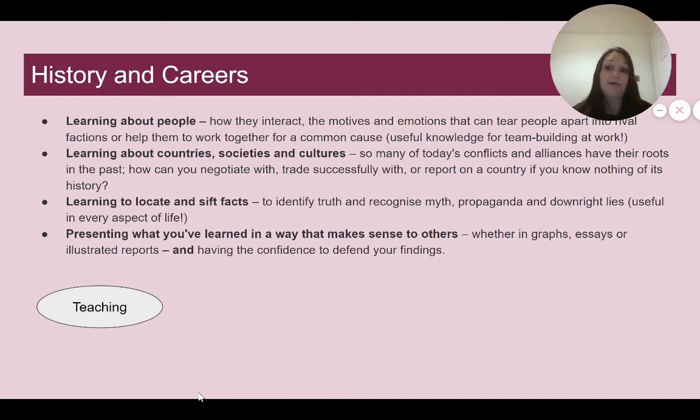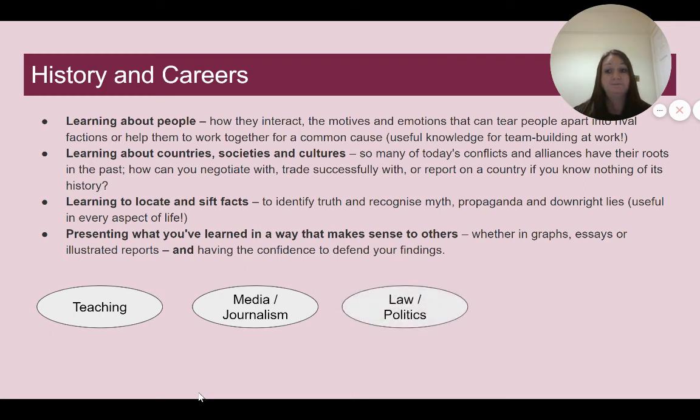Maybe you're interested in going into teaching. Maybe you're interested in working in the media or in journalism. That idea of being able to recognise truth, fact versus fiction, for example, will be really useful if that is a career that you are interested in. If you're interested in a career in law or in politics, if you're thinking about doing a law degree or becoming a solicitor or working as an MP, then history is a really, really valuable A-level qualification to have under your belt. But it's much wider than that.